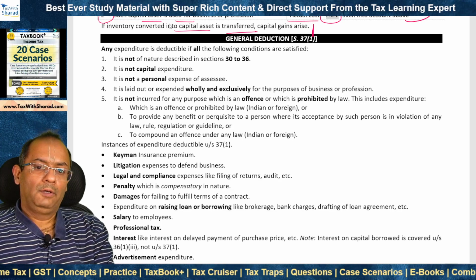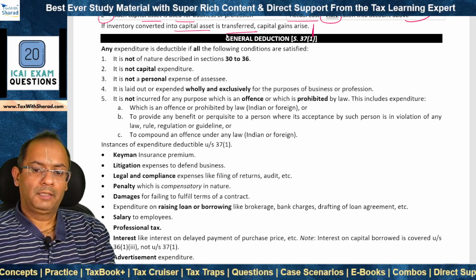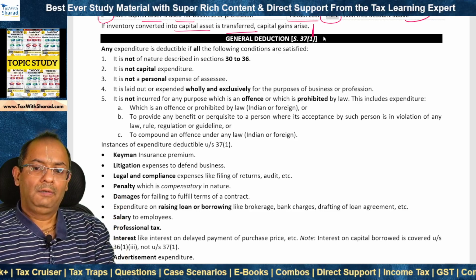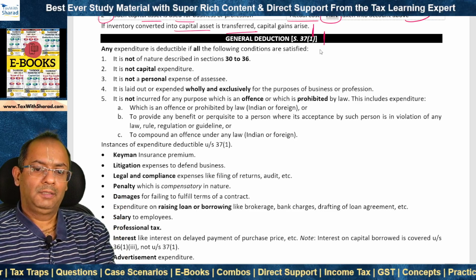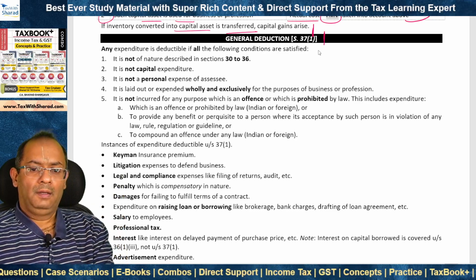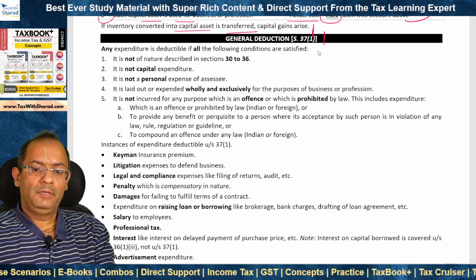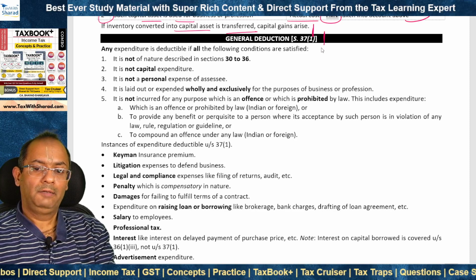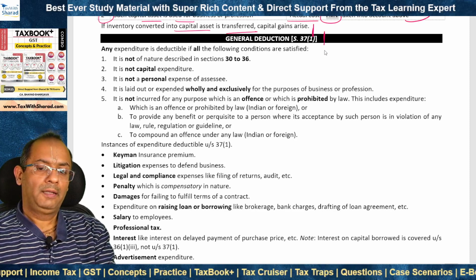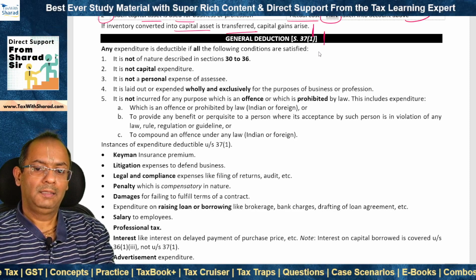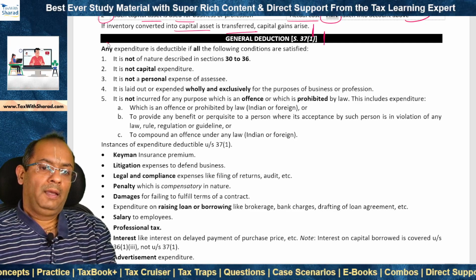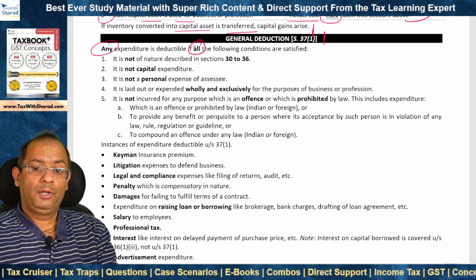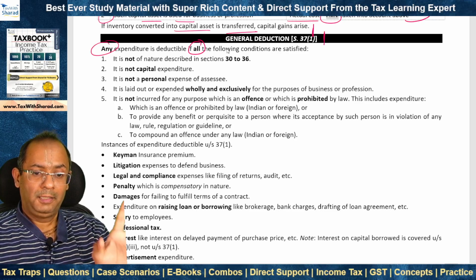Now, so far we were looking at the various specific deductions under different provisions. Now, section 37(1) provides for a general deduction. That means whatever we have not covered in the provisions and whatever is not described in those provisions can fall under this provision. It can be claimed as a general deduction. Any expenditure is deductible under section 37(1) provided all the following 5 conditions are satisfied.